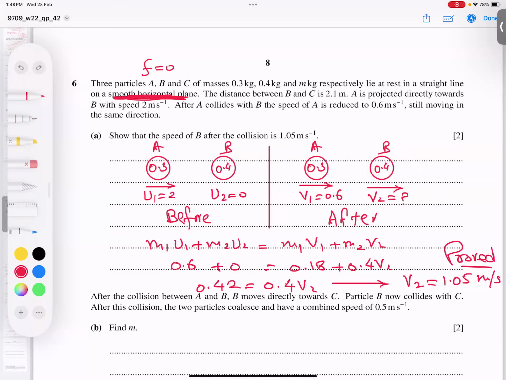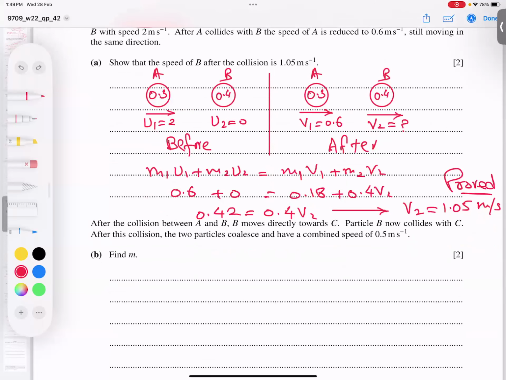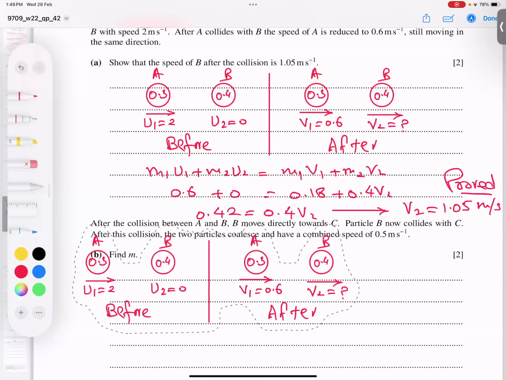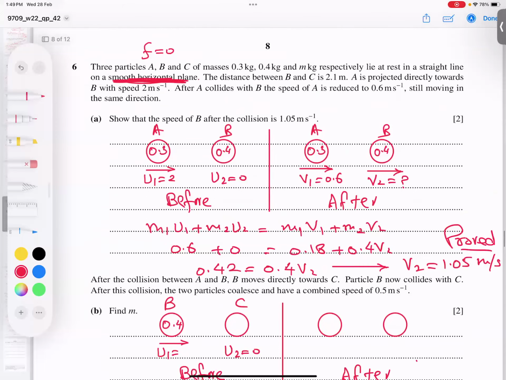Alhamdulillah Rabbil Alameen. Done. The second part is asking, after collision of A and B, B moves towards C, which is at rest. B now collides with C. After collision, the two particles coalesce and have a combined speed of 0.5. So same situation, I will take the whole diagram, copy and paste it here, and modify it. This time the particle here is B and here is C. The mass of B is 0.4, and the mass of C is m kilograms.